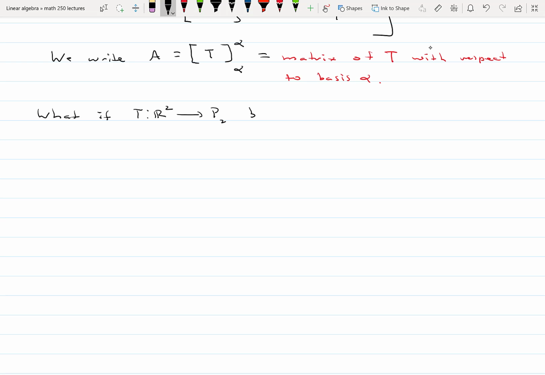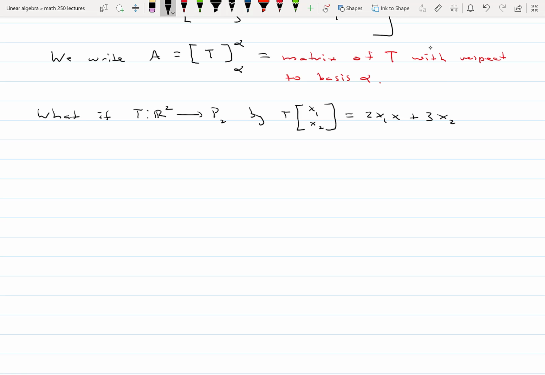Say T takes x1, x2 and turns it into 2x1 x plus 3x2. In this case, it would be impossible to write this as T of x equals A x, because a matrix A times a column vector x is a matrix, and the elements in the range here are polynomials.